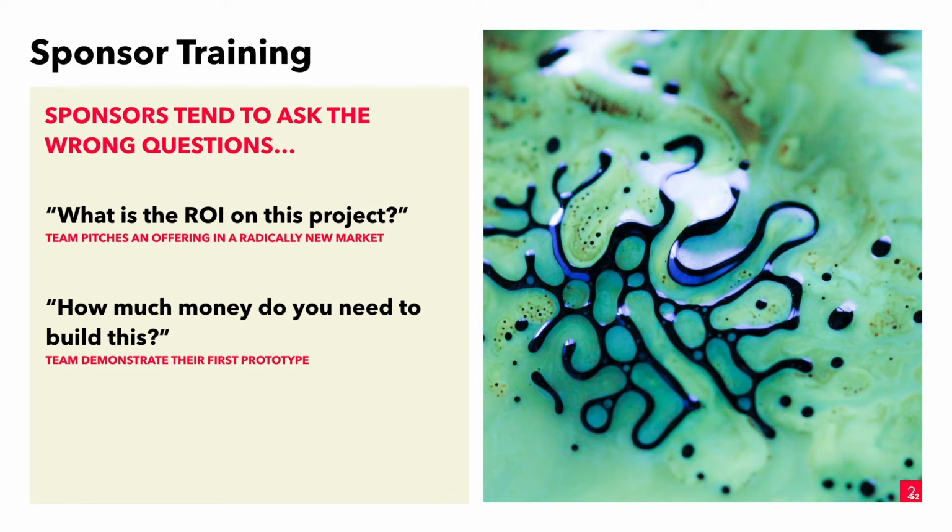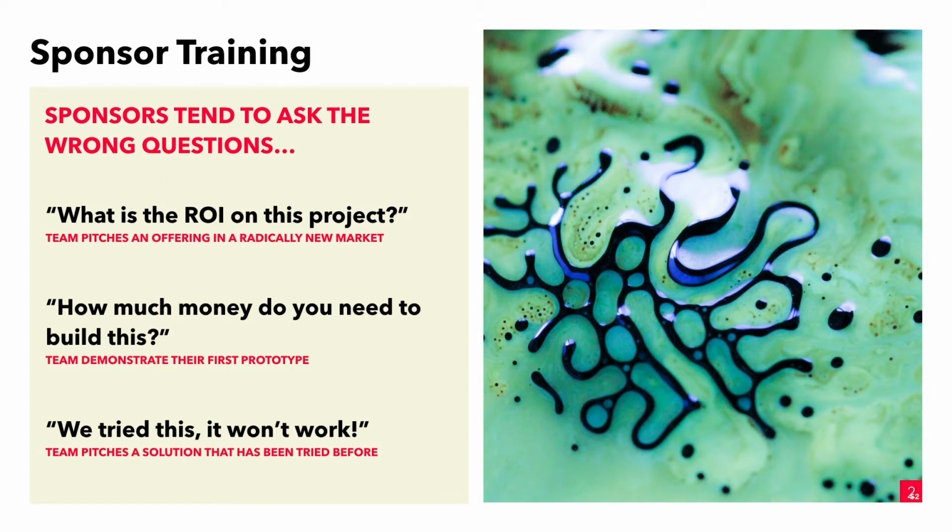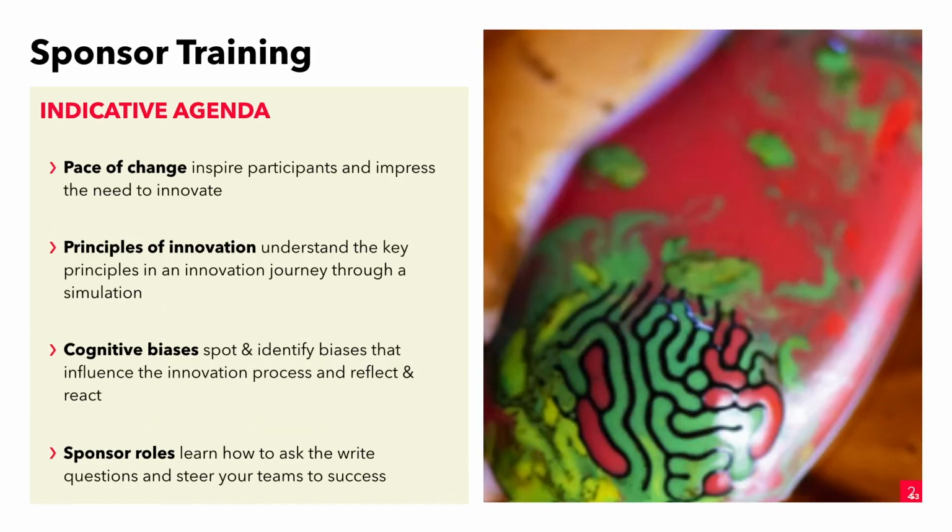the solution? The third one would be, if a team pitches a solution that has been tried before and that failed, just shutting them down, saying, we tried this, it won't work. You're not empowering your team if that's your response. Alternatively, you should actually ask questions like, we've tried this before, have you talked to those people, what have you learned, why will it be different this time, and so forth. So what does that typically look like?